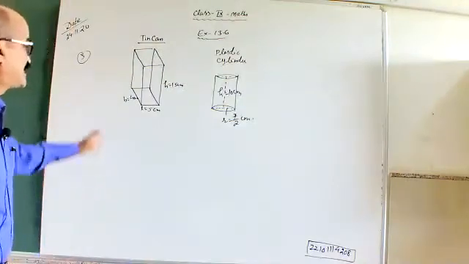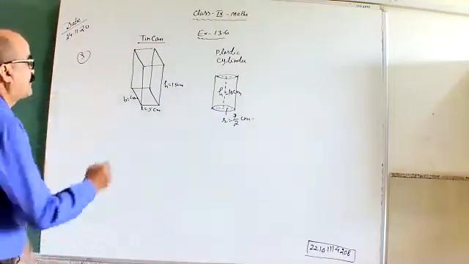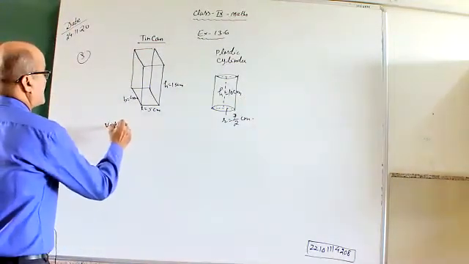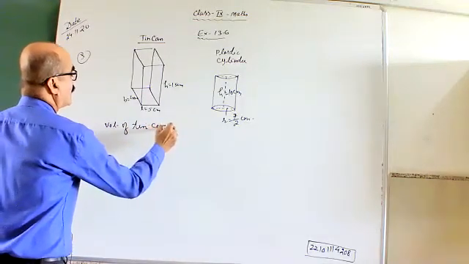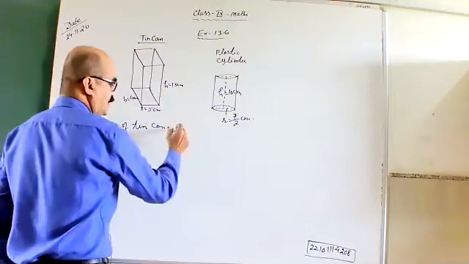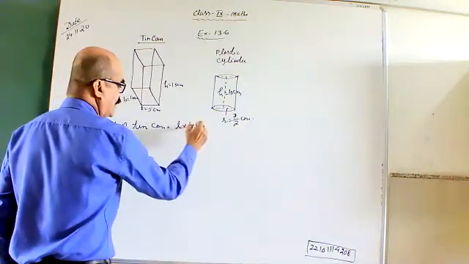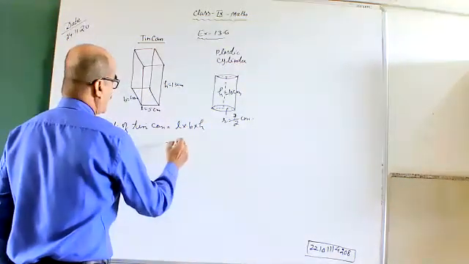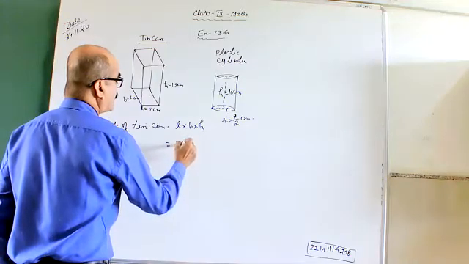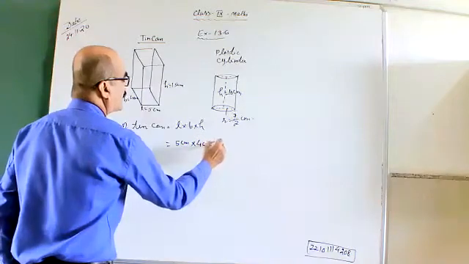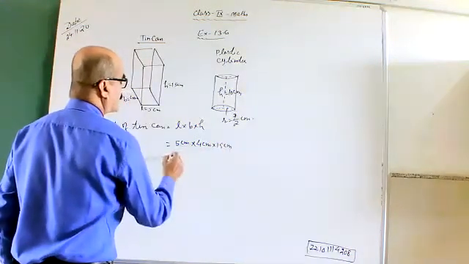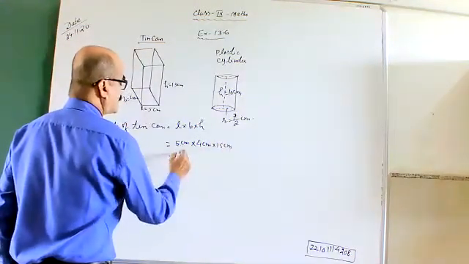So first of all, find out the volume of the tin can. This is in the form of a cuboid, so the volume is L into B into H. L is 5 centimeter into B is 4 centimeter into H, that is equal to 1000.